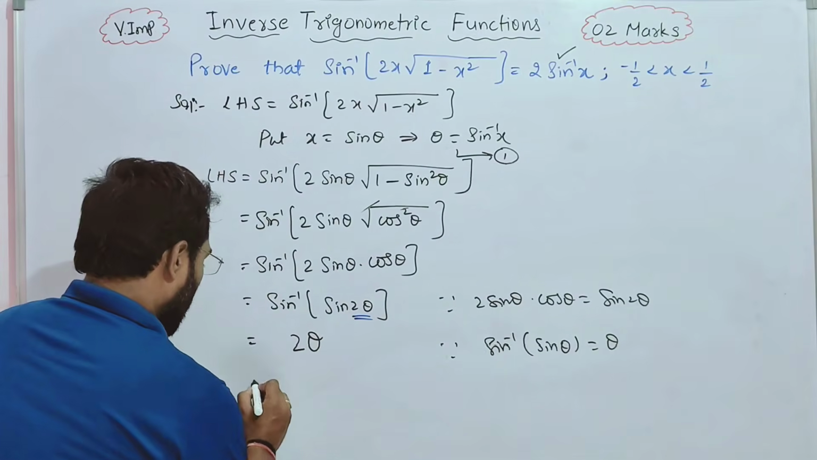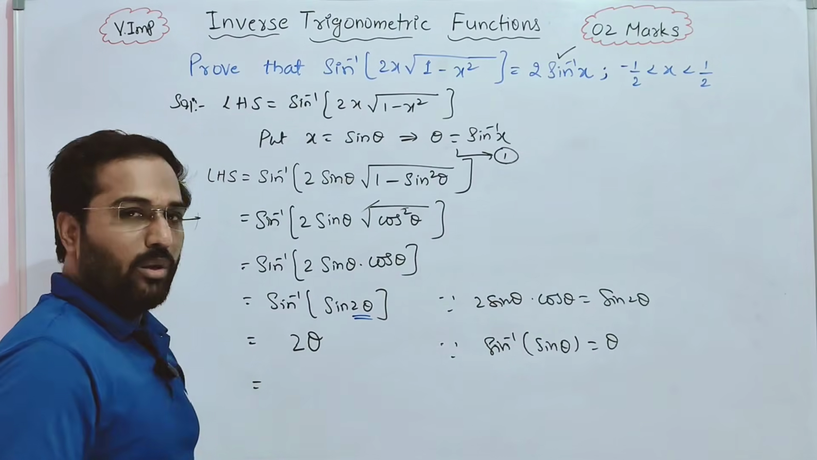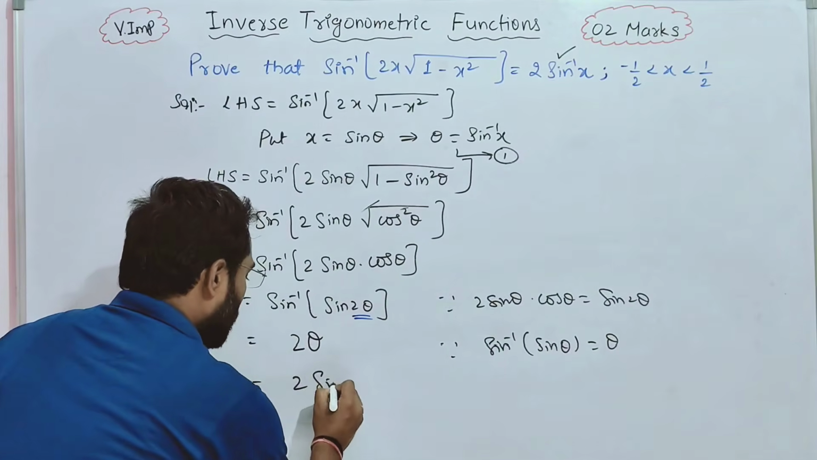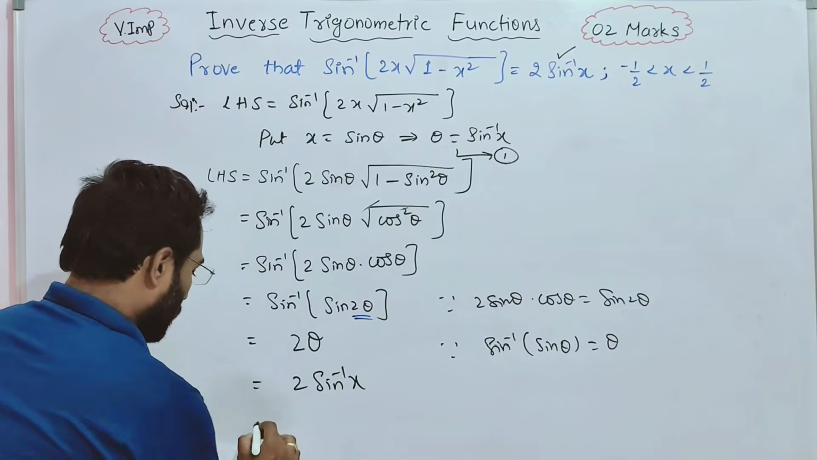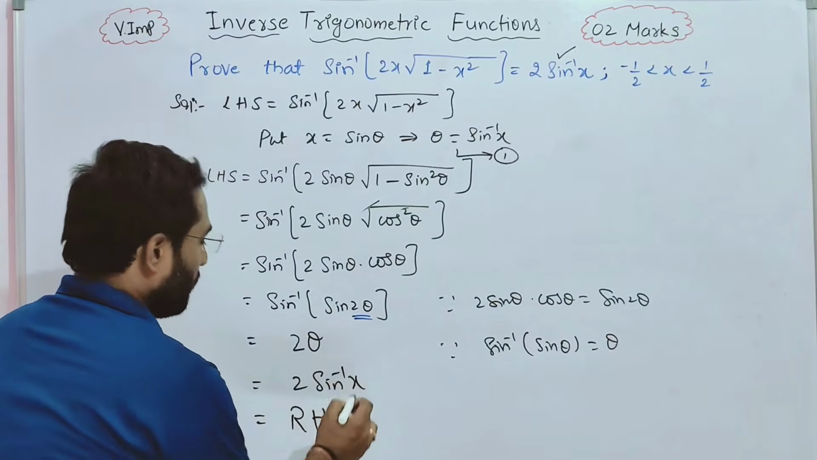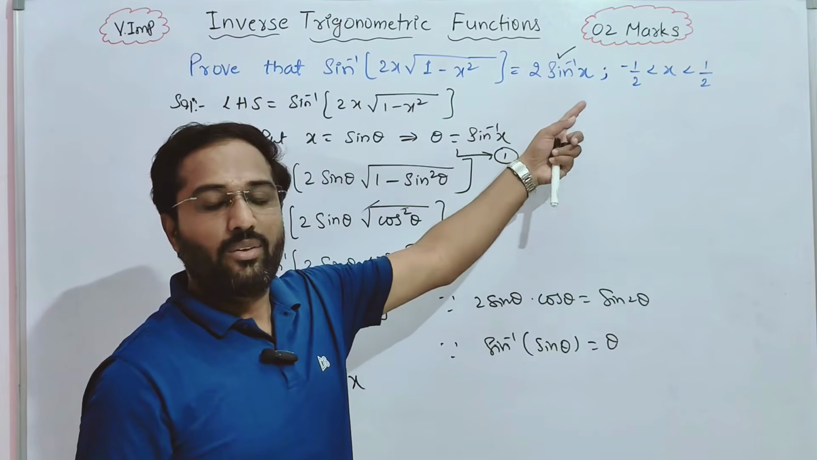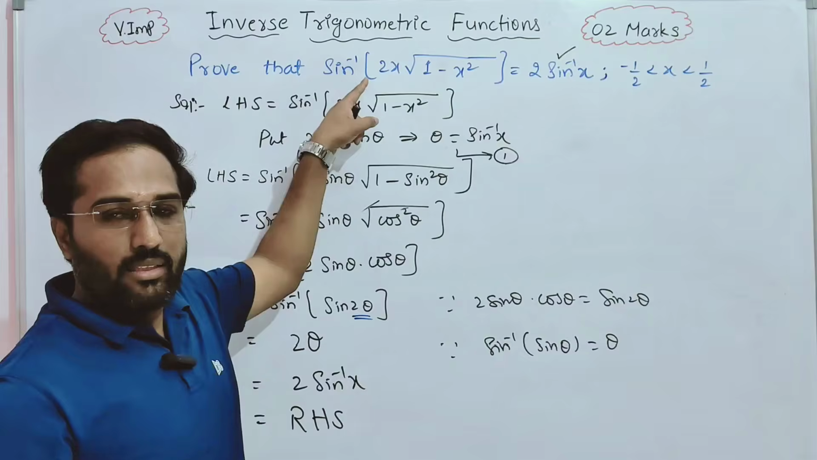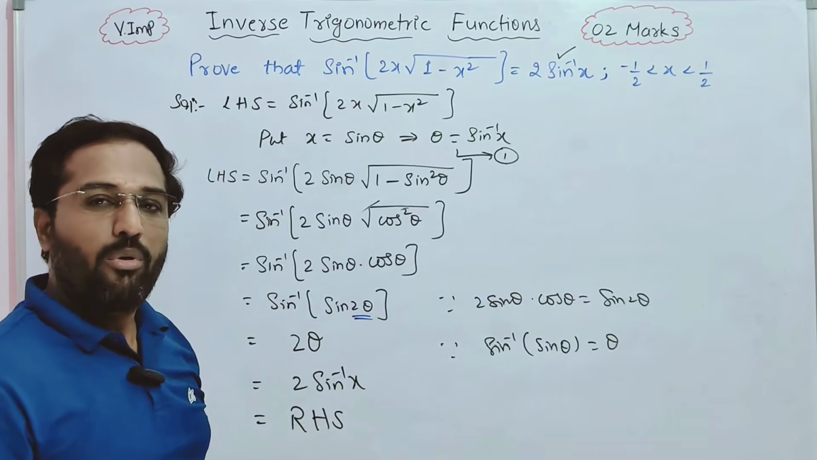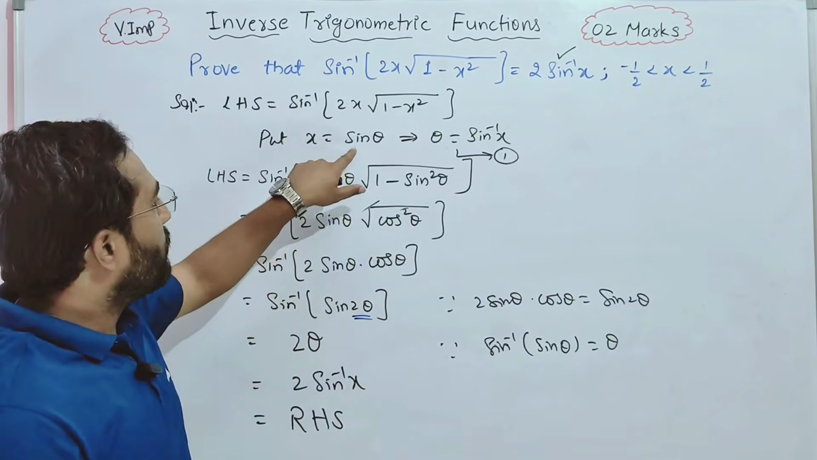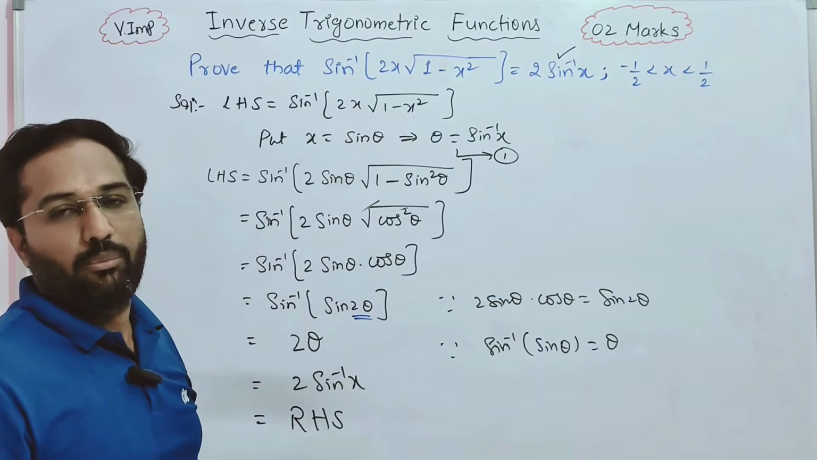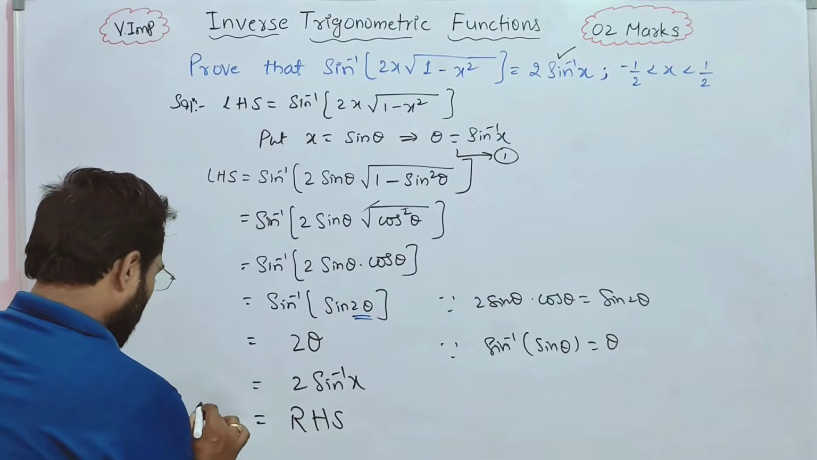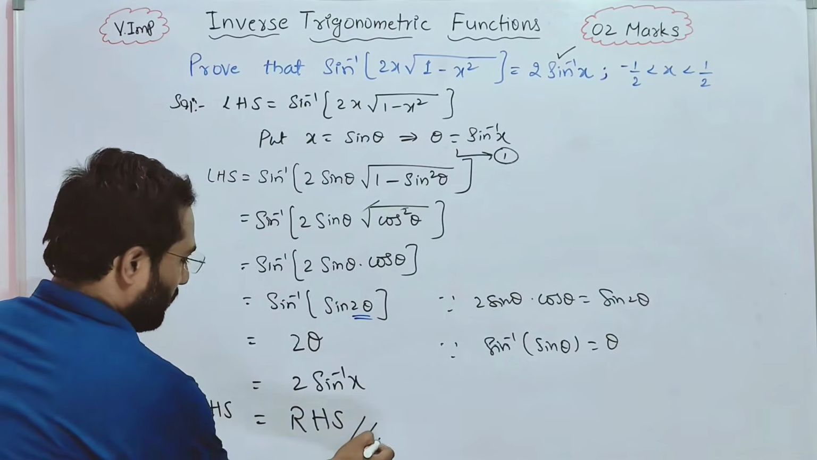Right. Now, what I said at the end, we need one value, that is the theta value. Theta is sine inverse of x. So 2 as it is, sine inverse of x. This is your RHS. Why have we substituted here? The question is given in the form of x and your answer is supposed to be in the form of x only. We have used theta for simplification purposes. When simplification is over, then resubstitute the value. So LHS is equal to RHS.